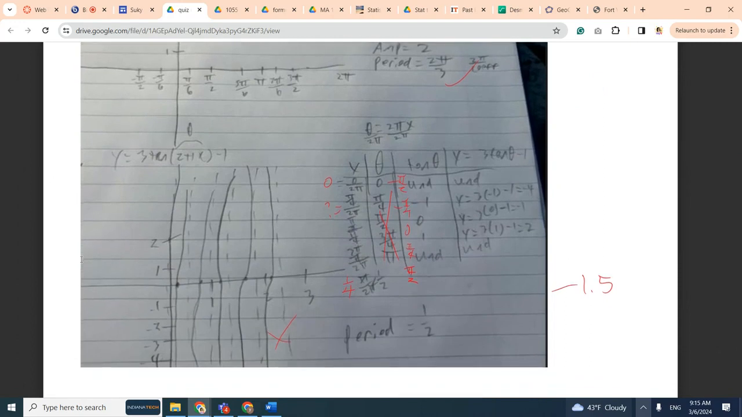So in the exam, you have three problems like this. One problem is either sine or cosine. The second problem, either tangent or cotangent. The third problem, either secant or cosecant. Is that clear, everybody? Okay, so that is the quiz.